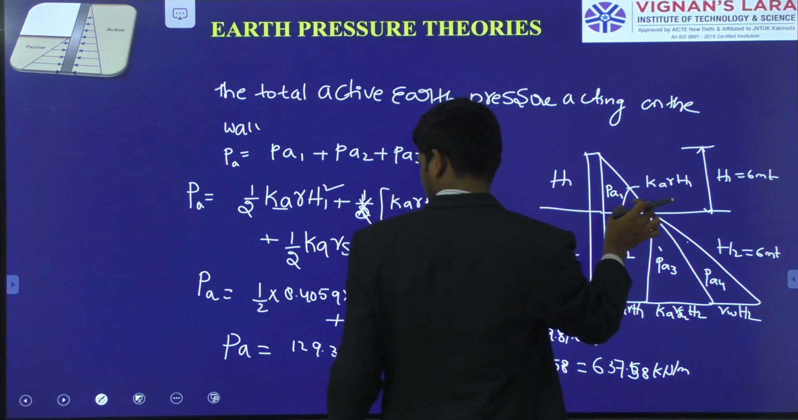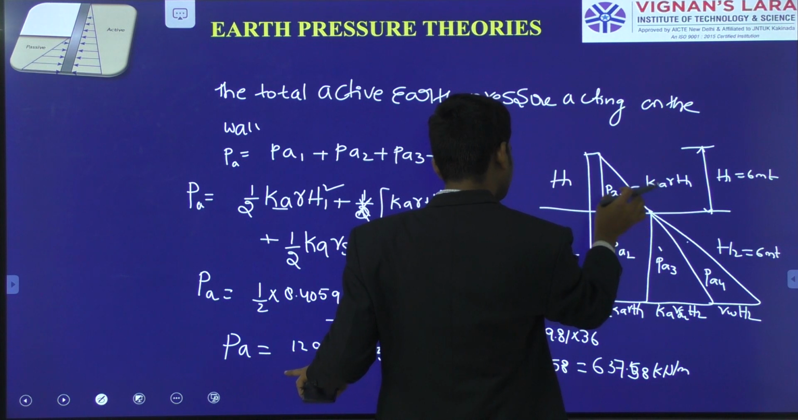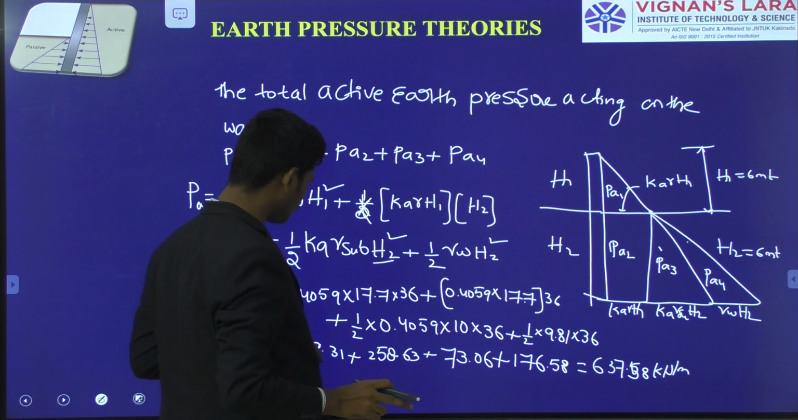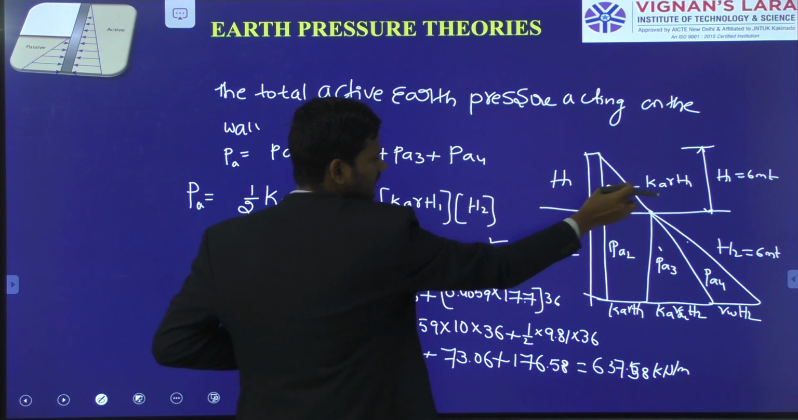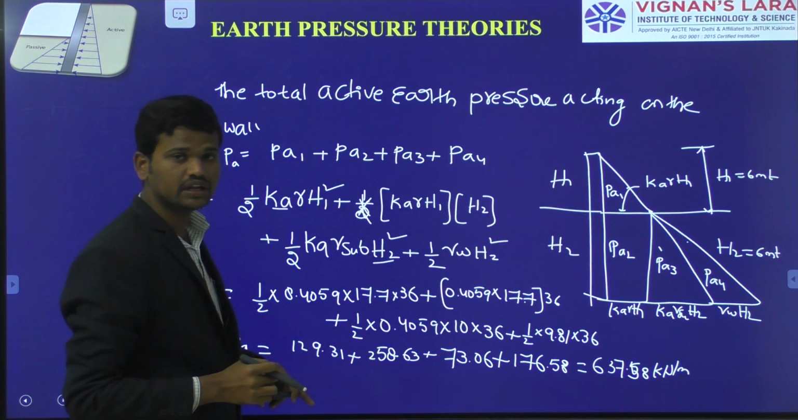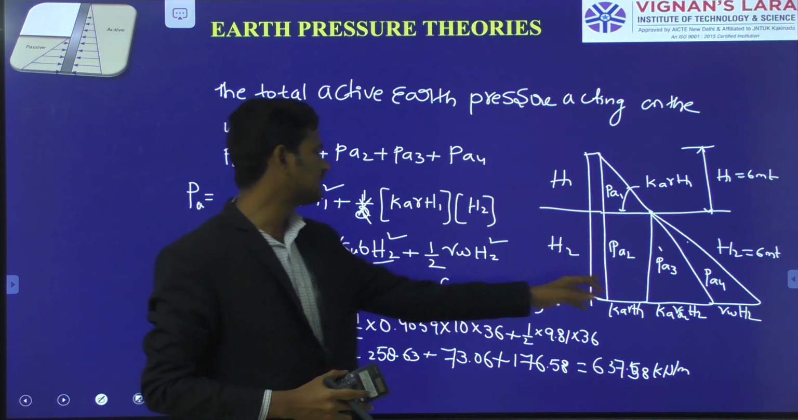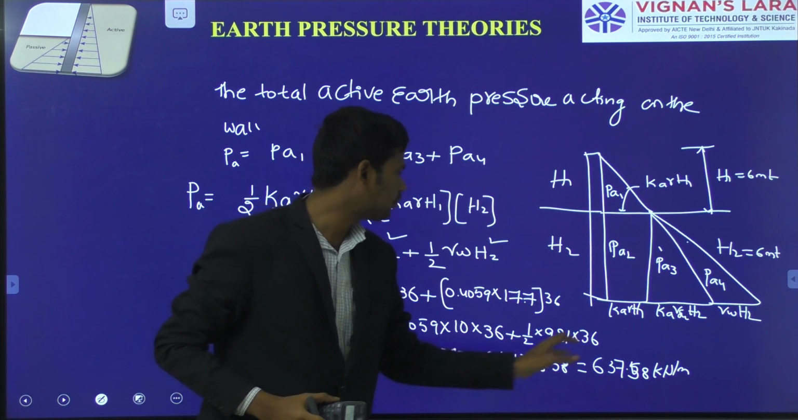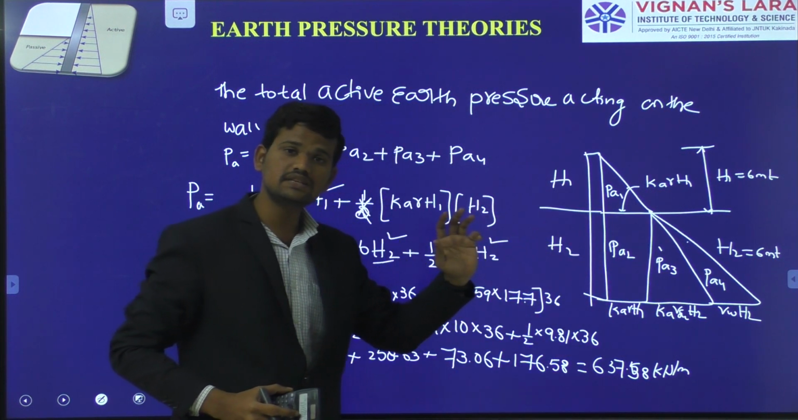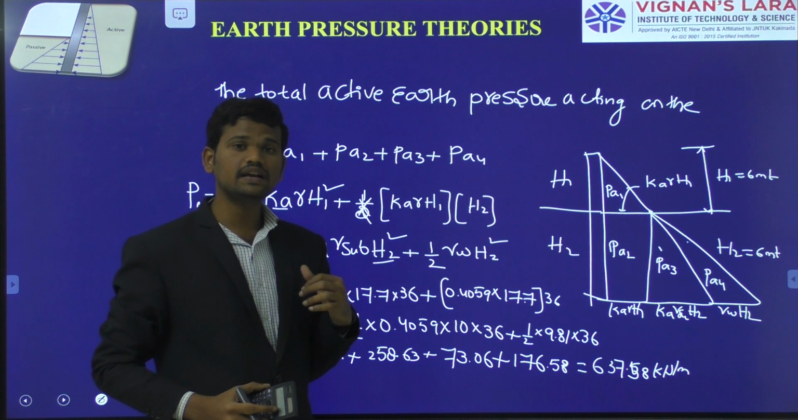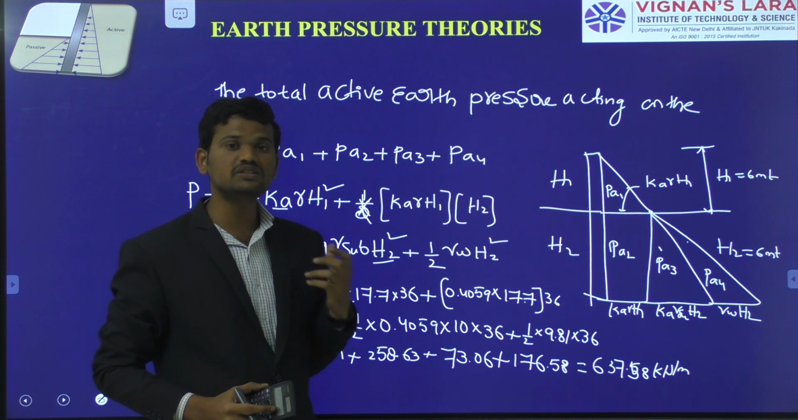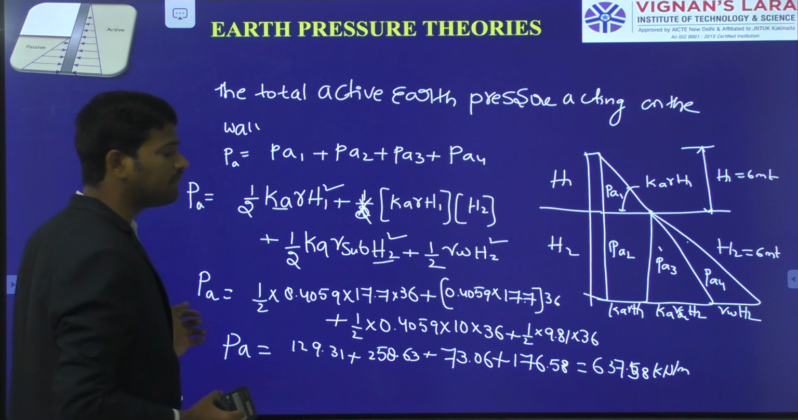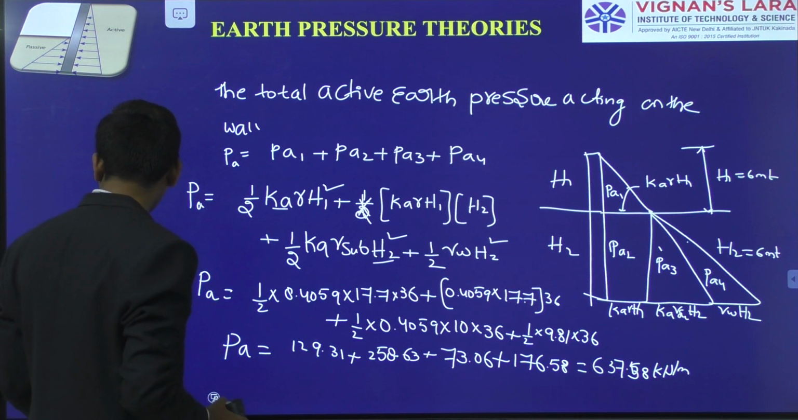Suppose here, if you see for this pressure diagram, due to the presence of soil, the earth pressure will be acting 129.31 kN per meter square. Here the pressure may act 129.31 kN per meter square. Here it may act 258.63. Here 73. Here 176. For all these pressure diagrams, the distance at which the resultant pressure is acting, that we have to calculate. That is nothing but the magnitude of point of application of the load.